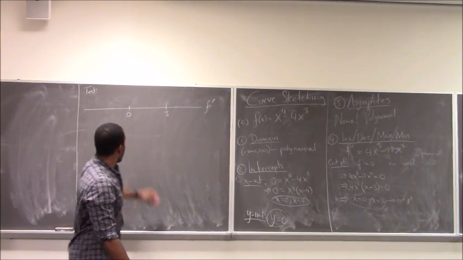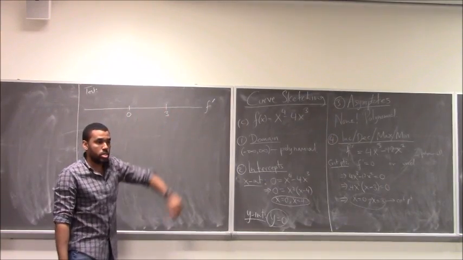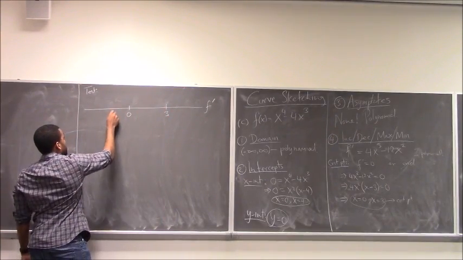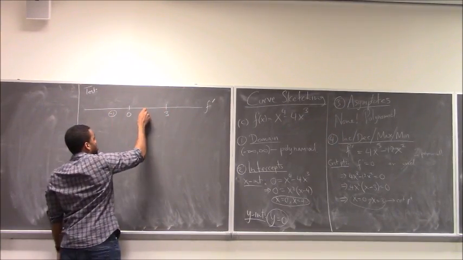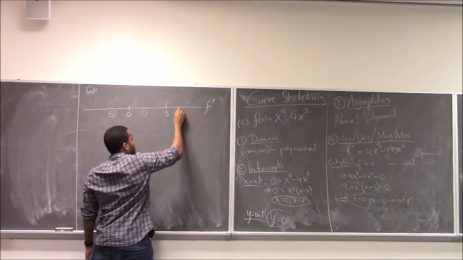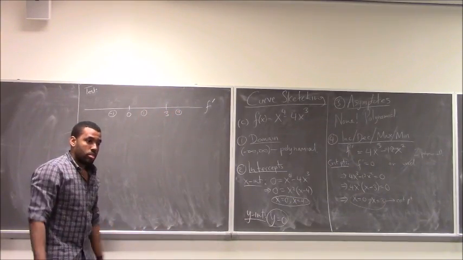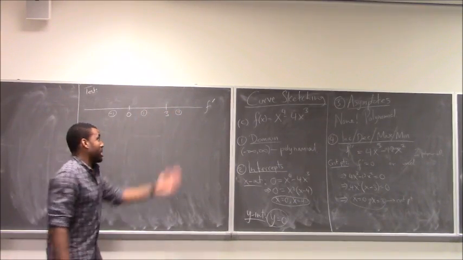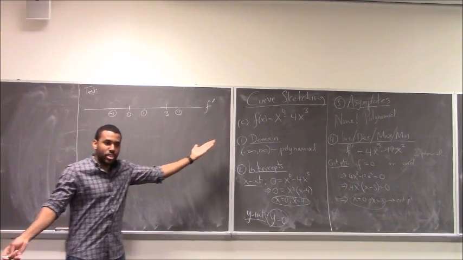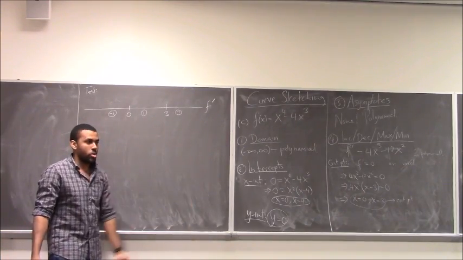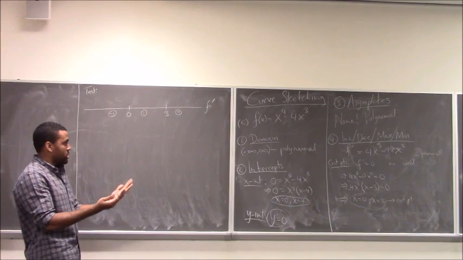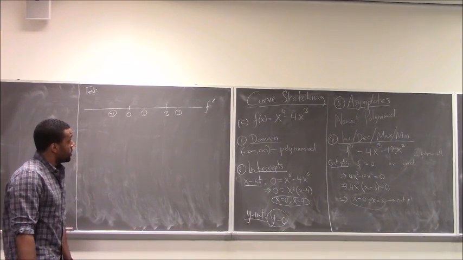Remember how we test them? You pick a random number inside each interval. So let me just pick minus 1, pick 1, and pick 4. You can pick any numbers you want, so just pick ones that are easy to deal with. Don't pick like a million, even though a million would technically work. Pick the smallest numbers that you can calculate.